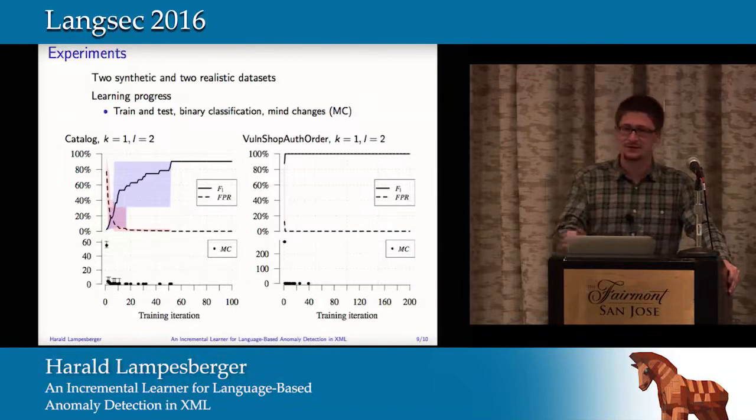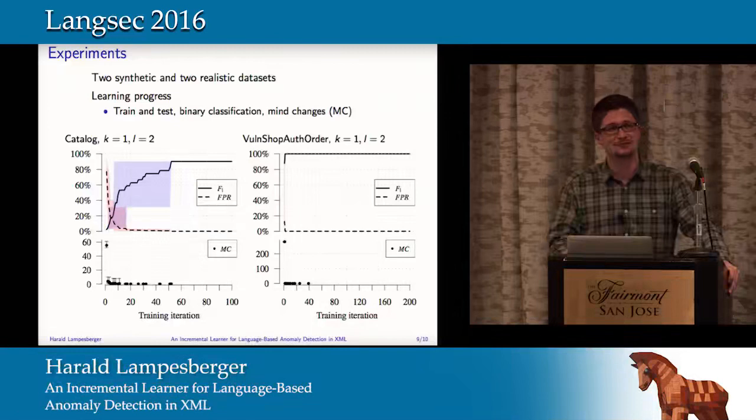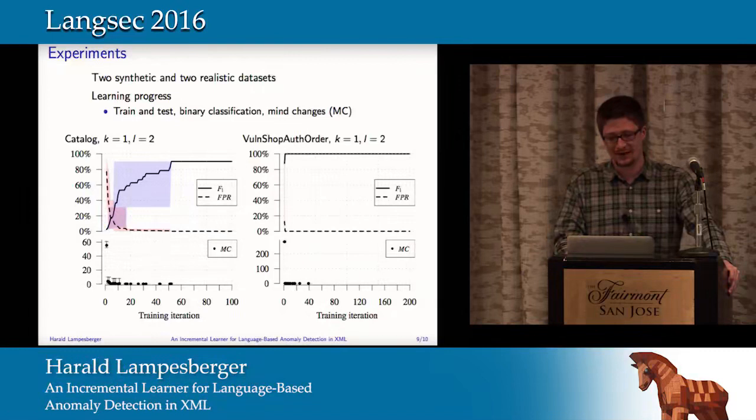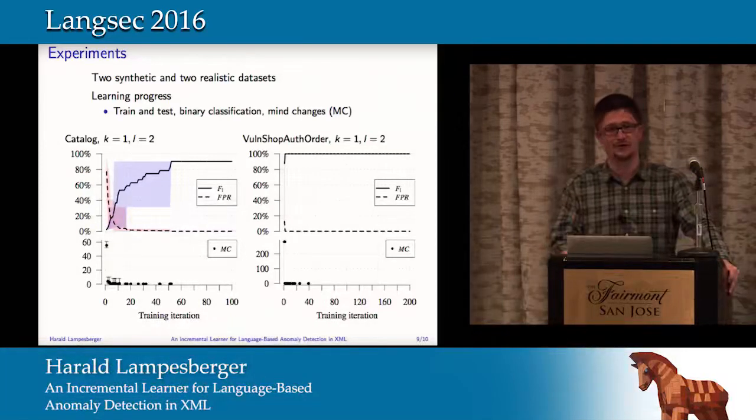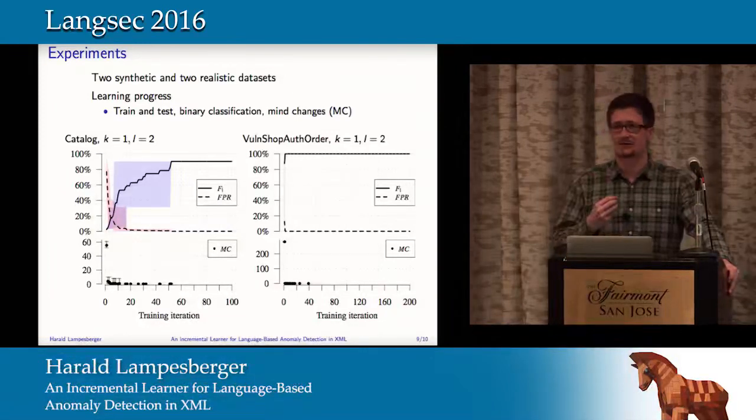The F1 score is the overall classification performance. F1, 100% means that it did everything right. In the catalog dataset, it was about 91%. And in the other dataset, the Woolen-Shop out order, this is the Axis2 example, where I used the signature wrapping attack, or many signature wrapping attacks, many different combinations of them. And in this dataset, usually after 2 or 3 examples, the learner had already a representation that was good enough to identify 100% of the attacks.